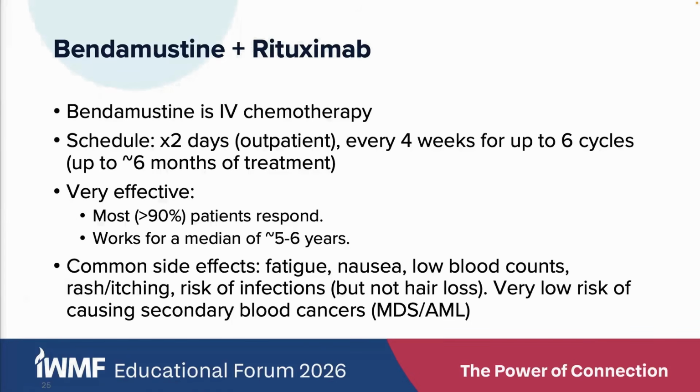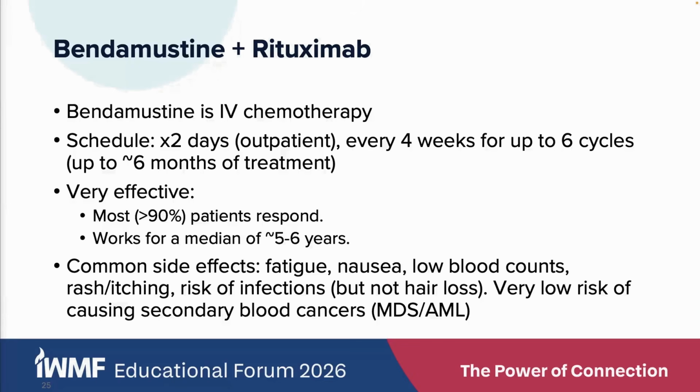The second option is we combine rituximab with a chemotherapy called bendamustine, and we call this combination BR. So bendamustine is chemotherapy that's given through the IV, given 2 days back to back every 4 weeks for up to 6 cycles or 6 rounds. So that's around 6 months of treatment. Sometimes we might just stop at 4 cycles if the patient's having a lot of side effects or we're worried about them. So at least 4 months of treatment for most patients.